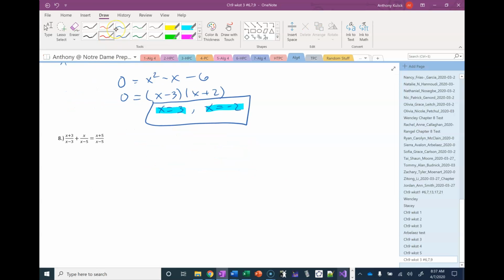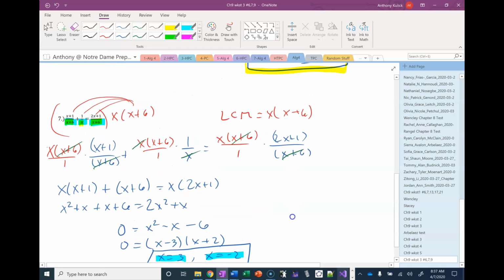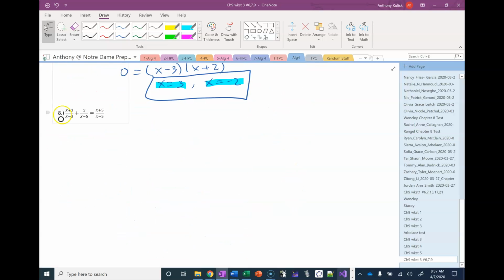And my last problem is number 9. I know I labeled it as number 8. That's a typo on my part. I believe that still is number 9. Let me check real quick. I checked. It is number 9.